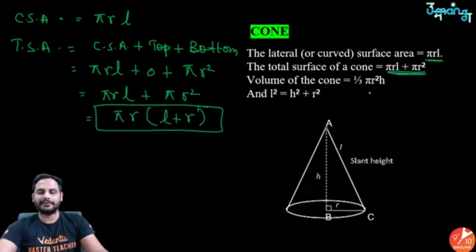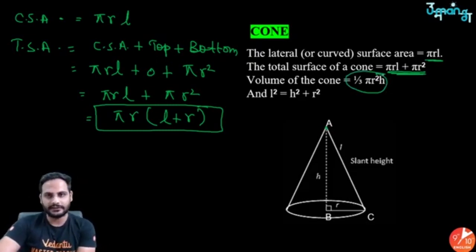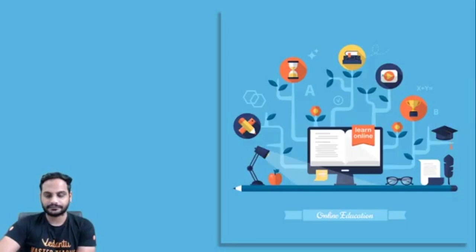Volume of the cone: you can remember the formula for the cylinder was pi r square h. Volume of cone will be 1 by 3 pi r square h. Got it? Now, let's move ahead.